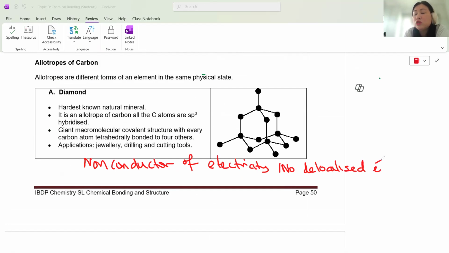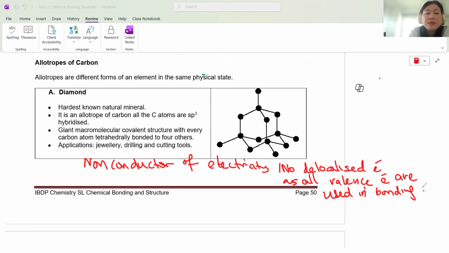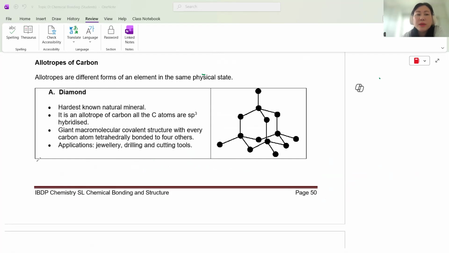And why are there no delocalized electrons? As all the valence electrons are used in the bonding. Okay, so that's the first part on diamond. If you need to take down, then you will pause. Now, moving on, then we will look at graphite and fullerene.